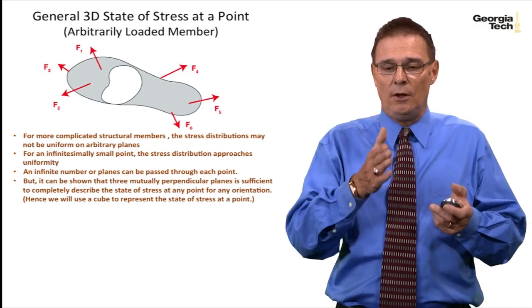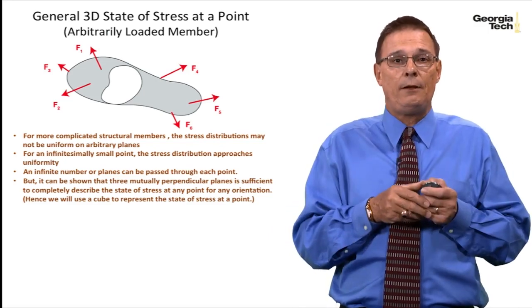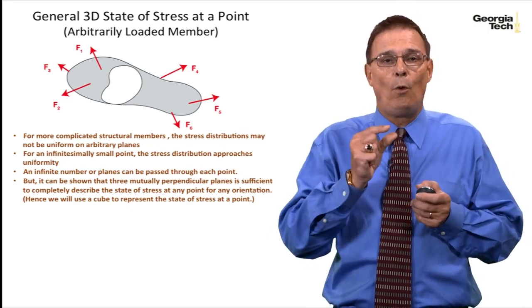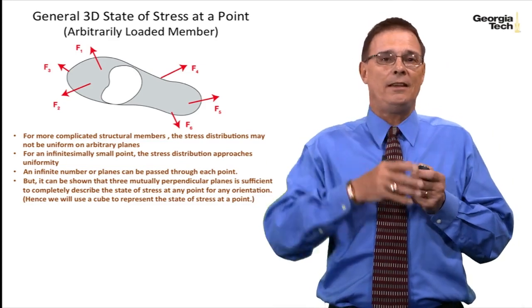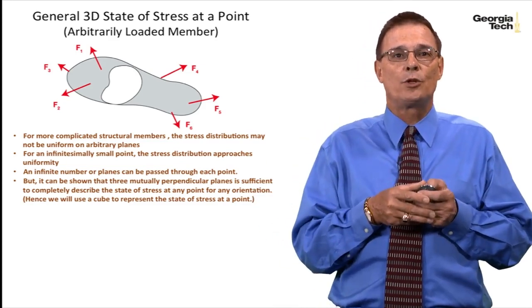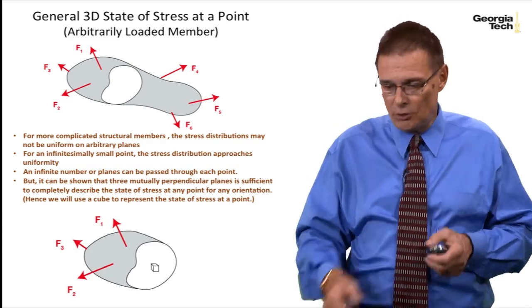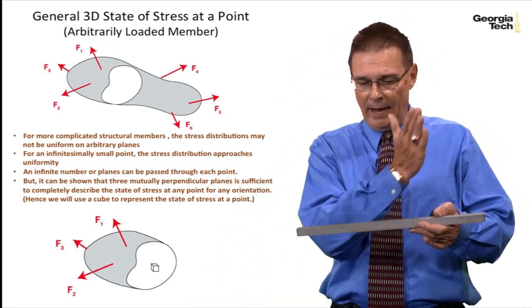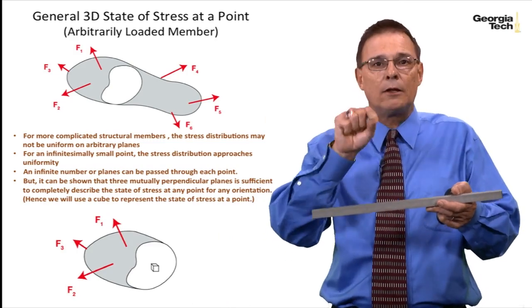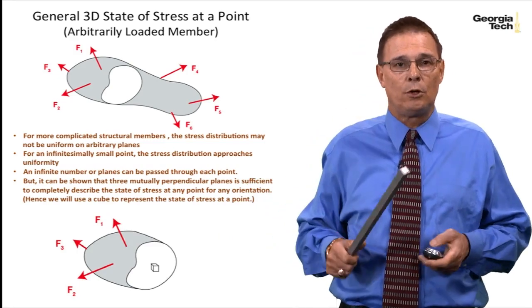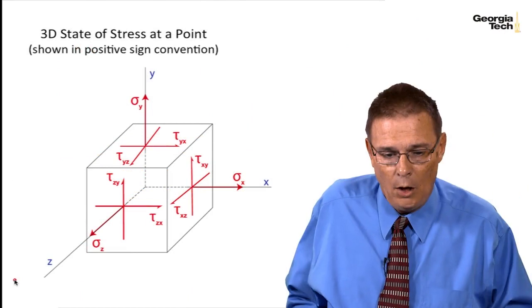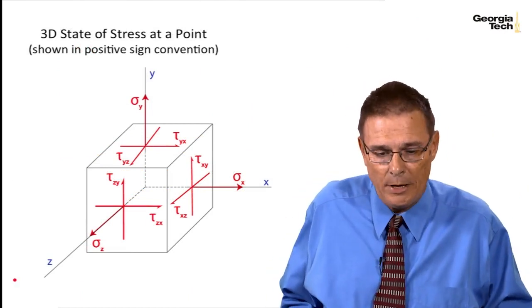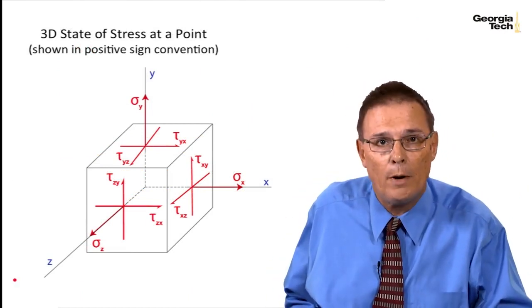And so hence, we'll use a cube as our infinitesimally small point for the state of stress because indeed, a cube has 3 mutually perpendicular planes. And so here's our member, and we can cut into this member at any point and shrink down and look at a cube, and I've shown a little cube in there. Okay, here is my 3D state of stress at a point shown by a cube.